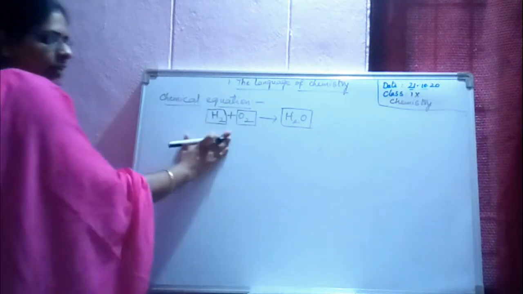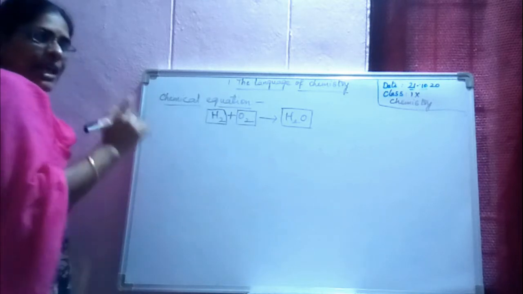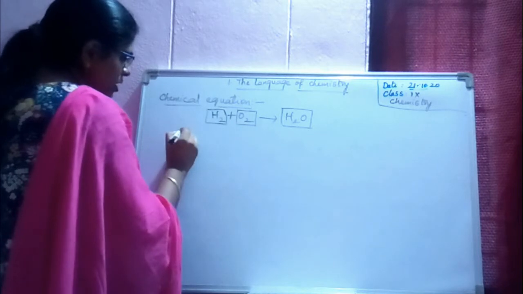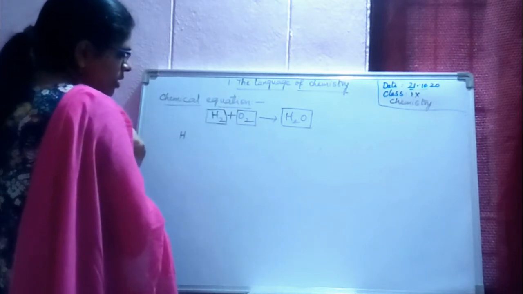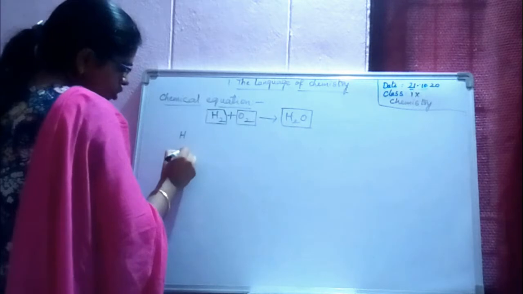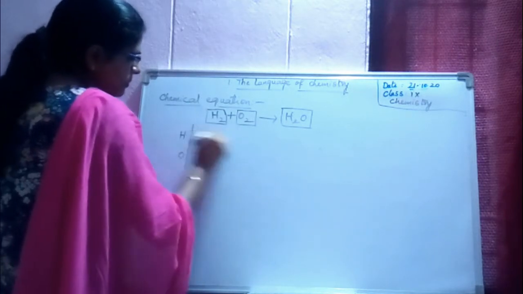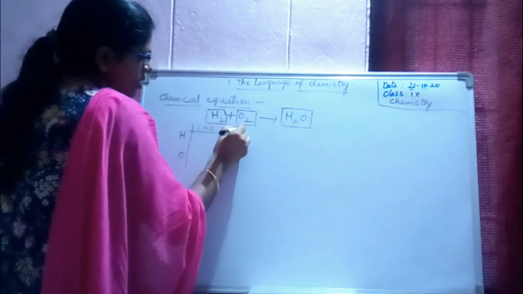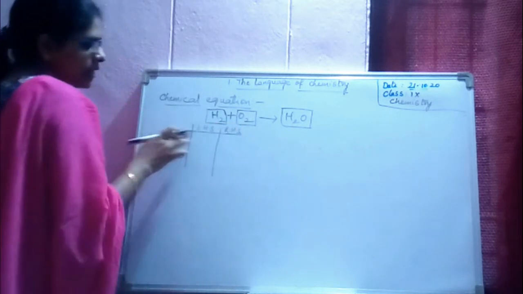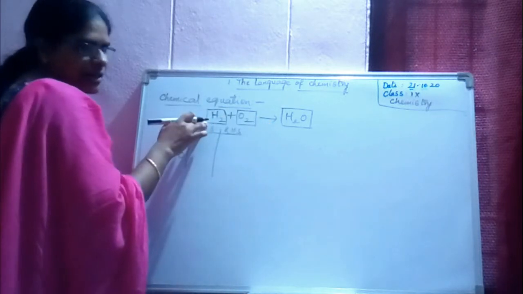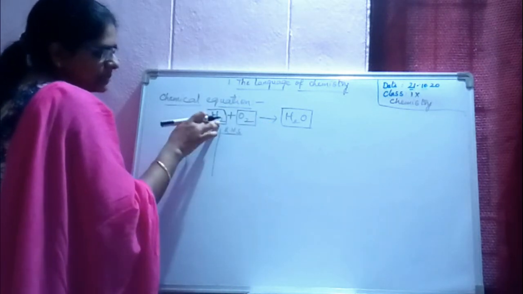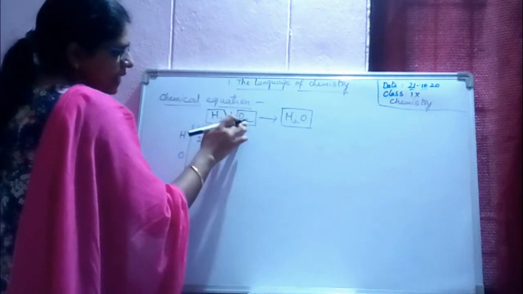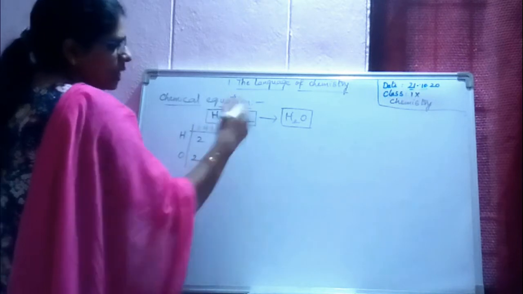Now how to say whether this equation is balanced or unbalanced? Look at here. What are the elements in the chemical equation? Hydrogen is an element. Any other element? Oxygen. Make a table: LHS, RHS. Okay? Look at here. LHS means this side. How many hydrogens are there? 2. How many oxygens are there? 2. Come to right hand side.